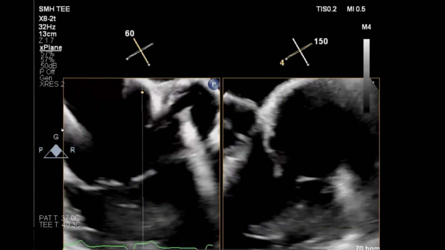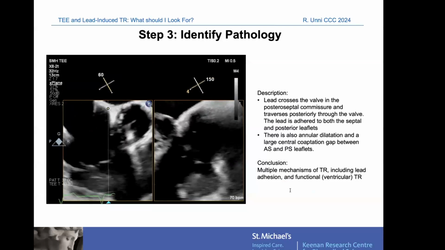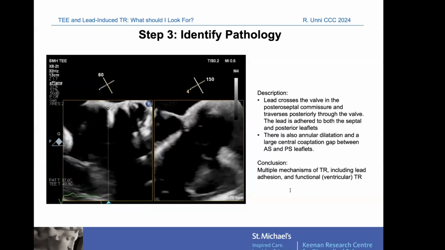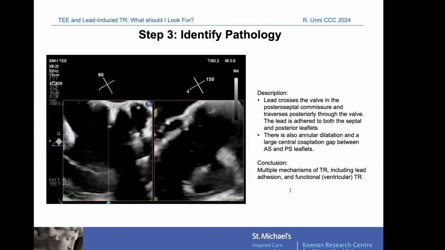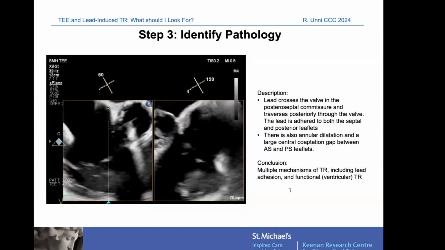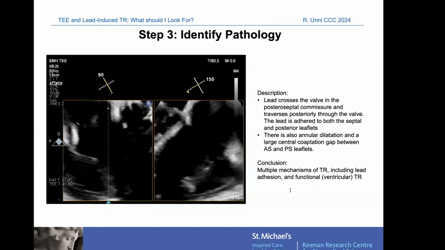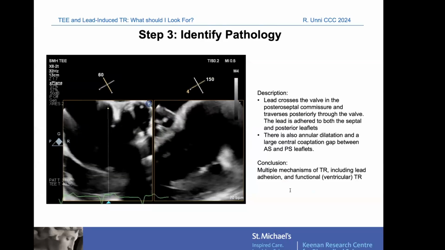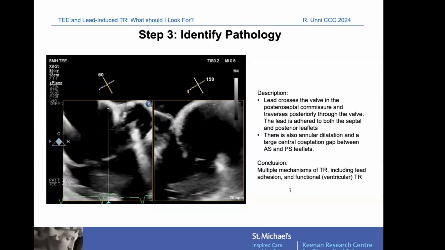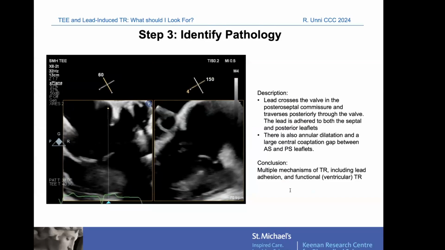Now, on the left here, we're back at the 60-degree view. We're now placing X-plane through the anterior leaflet here, and on the right, this is the anterior and septal leaflet. So you can actually see the coaptation gap that we saw in the transgastric view. So in this case, we have multiple mechanisms of TR, not just the lead adhesion that's causing malcoaptation in that area, but also annular dilatation and this large central coaptation gap between the anteroseptal and posteroseptal leaflets.